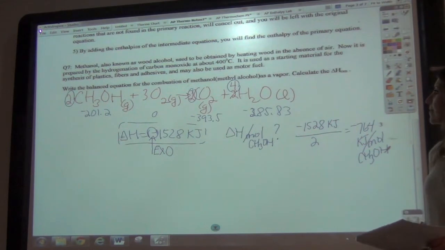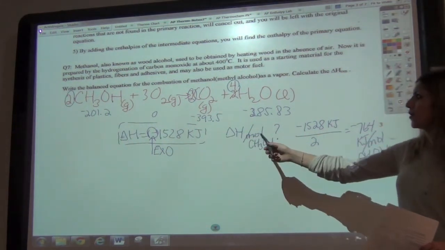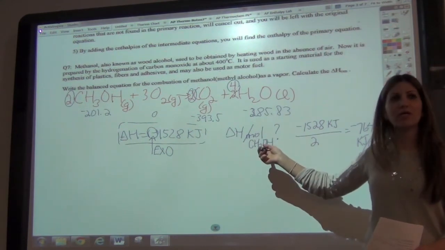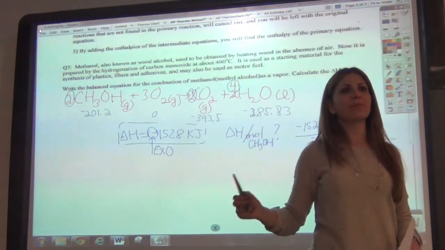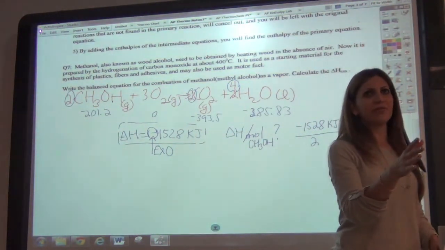Question? I'm kind of confused why you use the total delta H to find that. Why didn't you use the negative 201.2 and divide that by 2? Isn't that just the CH3OH? I want to know what the delta H for this reaction is per mole. That is not the delta H for the reaction. That's the heat of formation. That was a great question. I want to make sure that you understand the difference.